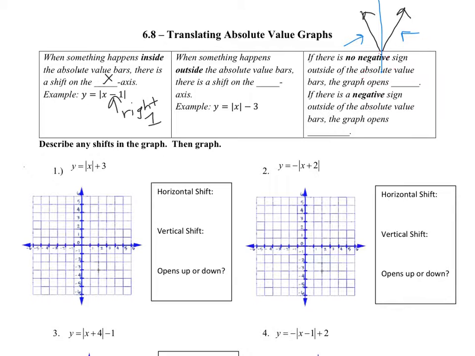When you have a constant outside the parentheses, the shift's going to be on the y-axis. So in this case, it's going to be down 3. And we kind of talked about that already in Chapter 5. So if it's negative, it's going to go down. If it's positive, it's going to go up. On the other hand, if you have y equals absolute value of x plus 4, this is going to go left 4.